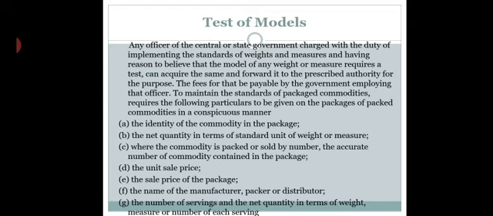First, the identity of the commodity in the package, and the net quantity in terms of standard unit of weight or measure. Then, where the commodity is packed or sold by number, the accurate number of commodities contained in the package. Then, the unit sale price and the sale price of the package. Then, the name of the manufacturer, packer, and distributor, the number of servings, and the net quantity in terms of weight, measure, and number of each serving.